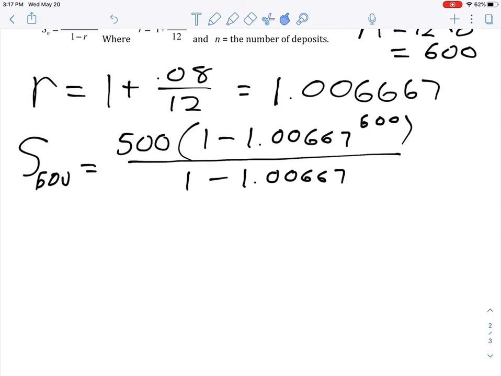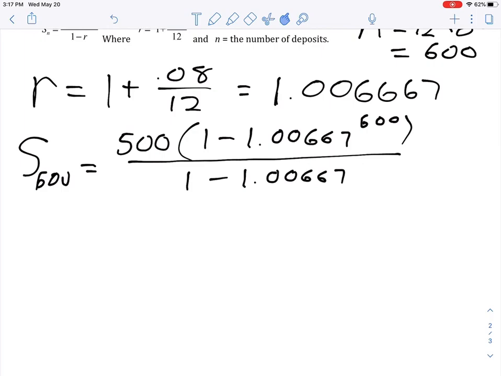I'm going to take 1.00667, okay, to the 600. I already have that on my calculator, 1.0066666667. Okay, so I'm just going to keep that on my calculator, go up arrow for my exponent and go 600. And I get a number like 53.878, right? I take that and I say 1 minus that answer, okay? And I get negative 52.878, okay? I'm going to take that times 500.